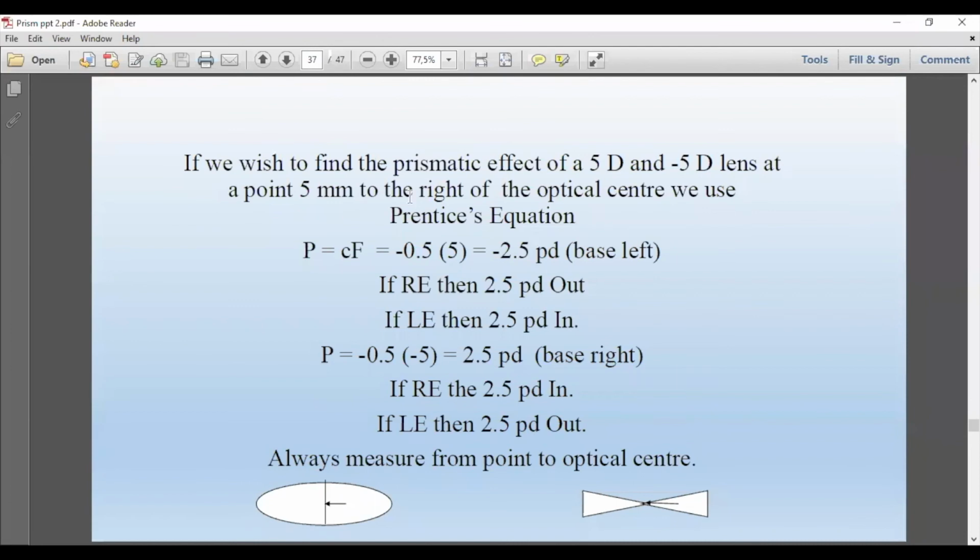Another example, if you wish to find the prismatic effect of a minus 5 diopter lens at 5 millimeters to the right of the optical center, we use Prentice's equation again. So in this case, it's 5 millimeters to the right. Here's my lens. The point over there is to the right, so we're going to measure from that point. Now we're measuring it to the left, so that's going to be negative. So it's negative 0.5 times 5, and it's negative 2.5.